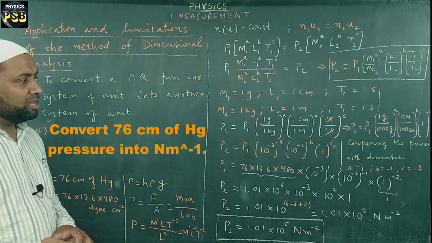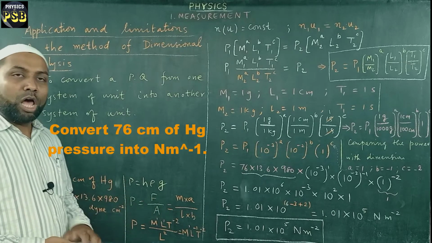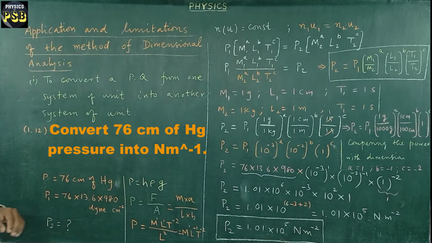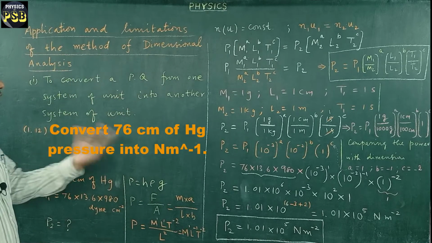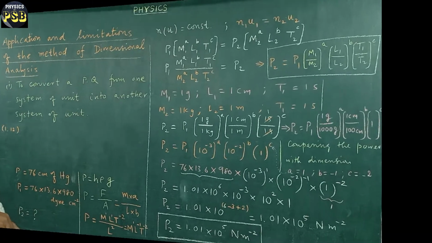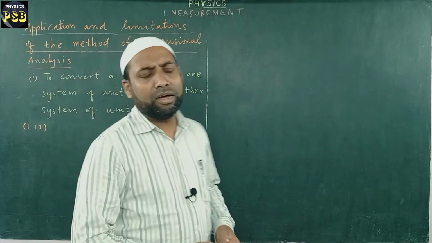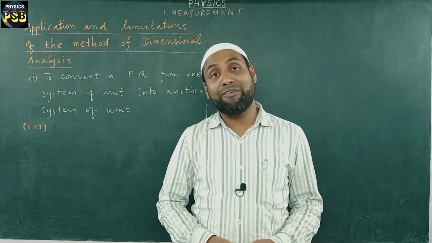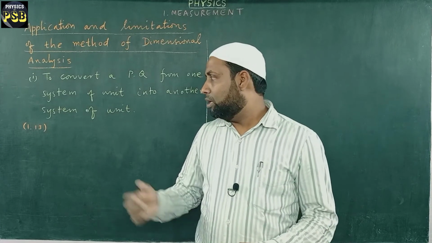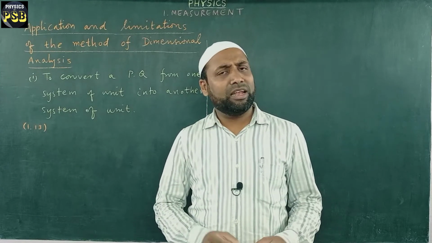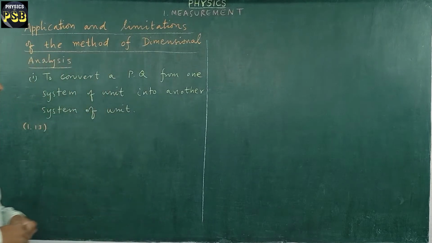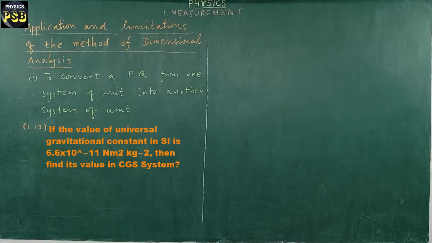Now I will solve one more problem to explain this concept of converting a physical quantity from one system of unit to another system of unit. Now I will convert the value of G. G stands for universal gravitational constant. If its value is given in the SI system, then what will be the value of G in the CGS system? That I am going to find out.